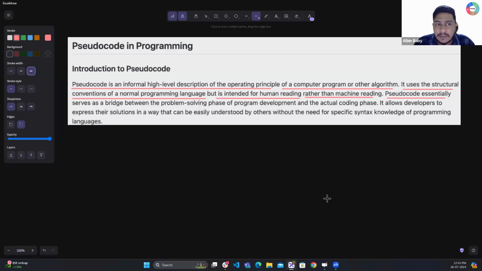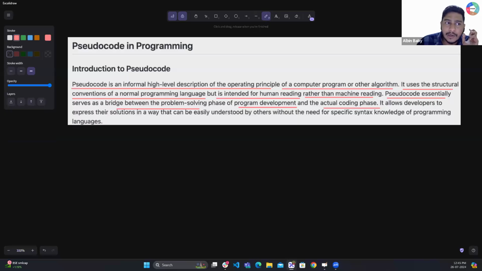Pseudocode essentially serves as a bridge between the problem solving phase of a program development and the actual coding phase, right? So let's say when you're writing some logic for any application, you'll write the pseudocode first. So this should be the logic, this should be the logic, this should happen next, right? Then only you'll convert it to some kind of syntactical code, right? So first, what will you do when you're a programmer? You'll write a pseudocode, right? He'll write a pseudocode.